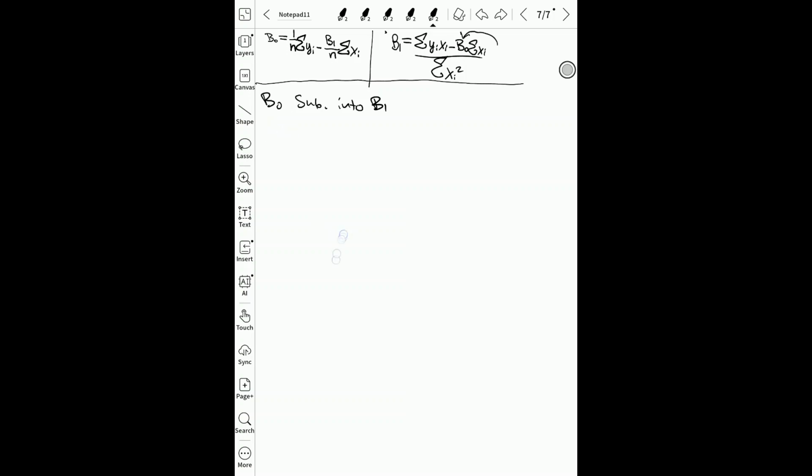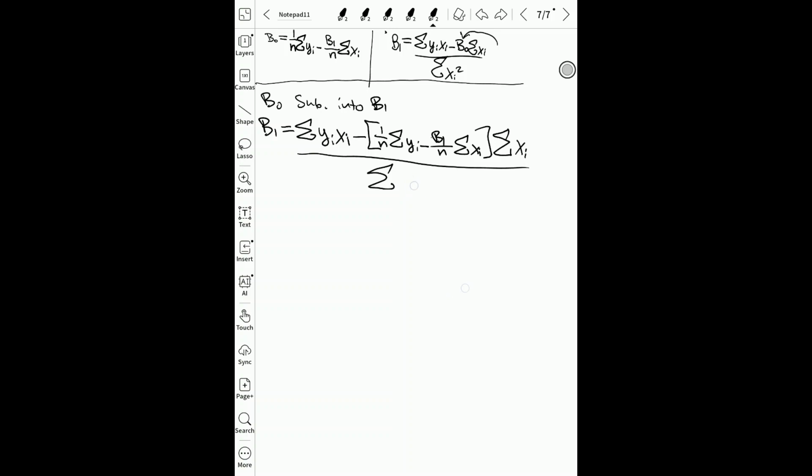So if we have beta 1 equal to the sum of yi xi minus, and this is where the beta naught comes into the equation, so I'm going to make a bracket here, and we're just going to put everything that was in beta naught into this part. So that's 1 over n sum of yi minus beta 1 over n sum of xi. And can't forget that we've got this sum of xi that was originally multiplied by beta naught. Don't want to forget that. This whole thing is over the sum of xi squared.